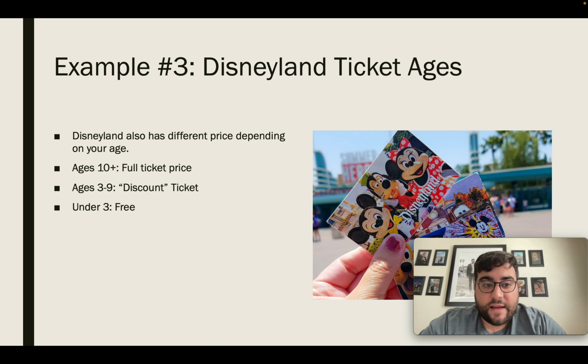Another factor for pricing Disneyland tickets is your age. They have 3 different tiers. Ages 10 and up get no discount; you're just paying the full price of the ticket. Ages 3 to 9 get a "discount" ticket, and I'm putting that in quotations because depending on the day that you go, and you'll see in the next slide, is how much of a discount you can get. And ages 3 and under get in for free.